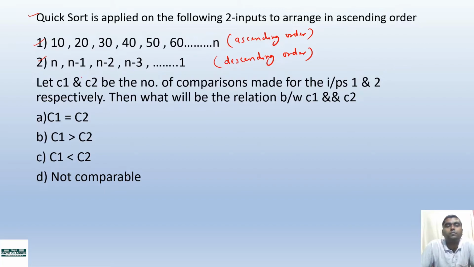So that kind of phenomenon is there. Ultimately there is no change in the comparisons. Both will compare the same number of times. So finally we can say that C1 equals C2, because the number of comparisons is the same.